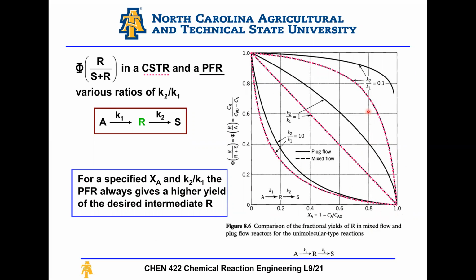So if I look at these lines, let's look at this pair right here. K2 over K1 is 0.1, and the black line will always give me a higher fractional yield compared to the dashed line, which means that the PFR will always give me a higher concentration of intermediate compared to the CSTR. Similarly, for K2 over K1 is 1, the solid black line is higher than the dashed pink line, and similarly for K2 over K1 equals 10, the solid black line is always higher than the dashed pink line. And this reiterates what we said previously, that if you want to maximize the concentration of your intermediate, you always want your performance to approach that of a PFR as much as possible. Okay.